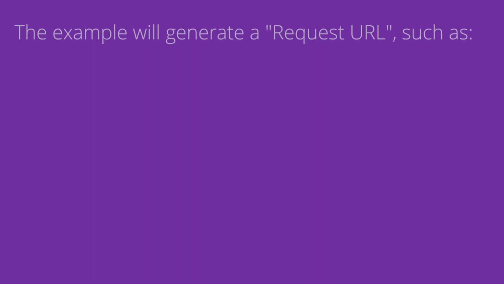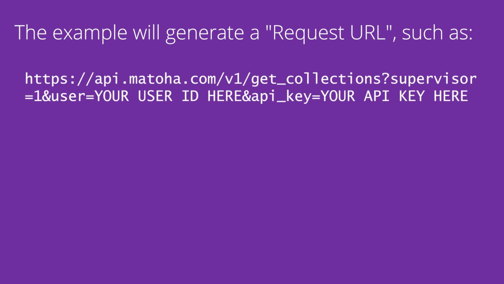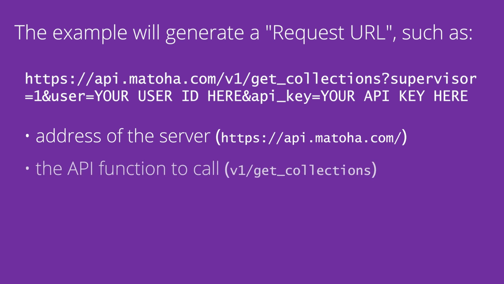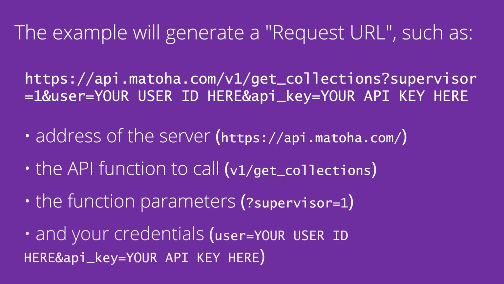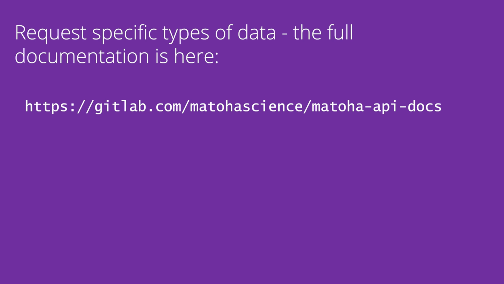In each case, the example will generate a request URL, such as the URL below. This URL is relatively human-readable and contains important instructions for the API. Address of the server, the API function to call, the function parameters, and your credentials. This URL contains the various parameters which can be used to request specific types of data. The full documentation can be accessed with the link below.